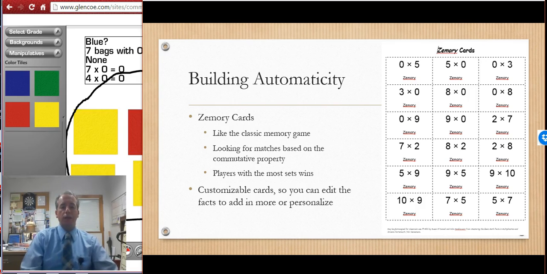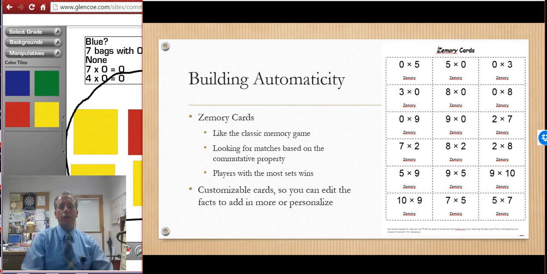Played just like the classic memory game, so you're flipping them over, but instead of looking for things that look identical, we're looking for things that are the commutative property of one another. So you see on this set, you've got 0 facts, 2 facts, 5 facts, a few 10 facts. The nice thing again with these is they're all in word form, so you can change those very quickly to make your own set of memory cards.